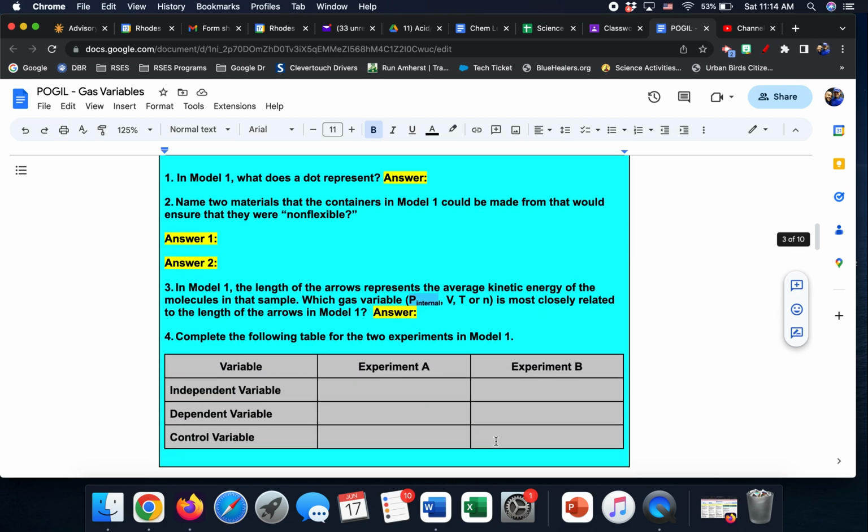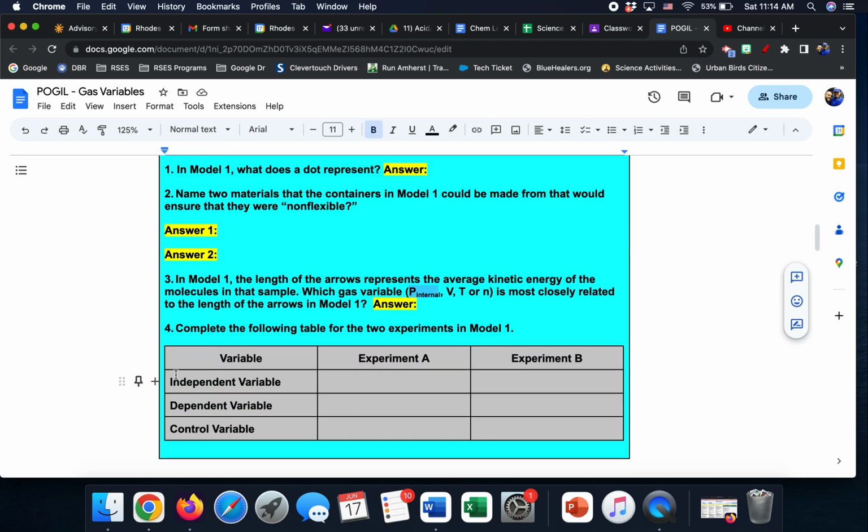Complete this table. Remember, the independent variable is the thing that, if you're doing the experiment, that you change. Which thing would you change? The dependent variable is what you're measuring or counting, and control is something that's kept the same. Remember, experiment A is on the top, experiment B is on the bottom.